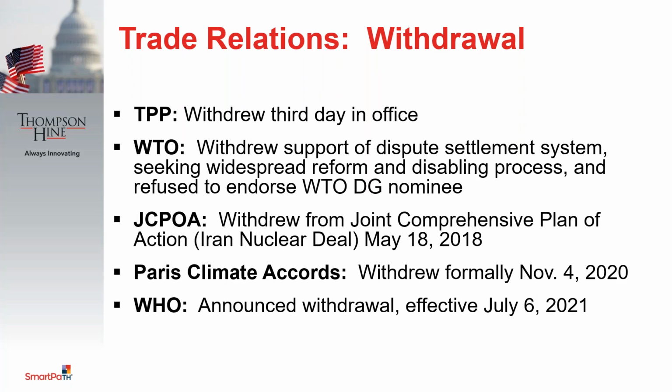Lighthizer and Trump quickly withdrew support of the dispute settlement system, arguing that it needed reform. And by arguing that it needed reform, the US pulling its support effectively disabled the dispute settlement body. And most recently, even though almost everyone in the WTO membership supported the Director General nominee from Nigeria, the US supported the other candidate from Korea.